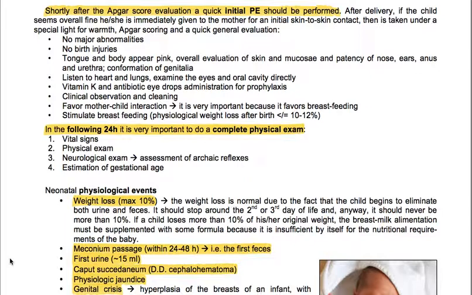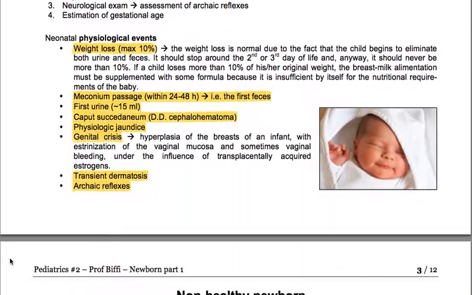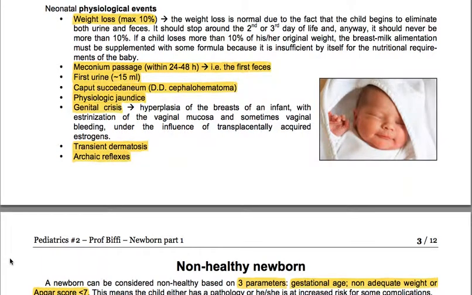You have to favor mother-child interaction. It's very important because it favors breastfeeding. You have to stimulate breastfeeding. We have a physiological weight loss after birth, which must be less than or equal to 10-12%. In the following 24 hours, it's very important to do a complete physical exam, so to check for vital signs, physical exam, neurological exam, assessment of archaic reflexes, and estimation of gestational age. The neonatal physiological events are weight loss, maximum 10%.